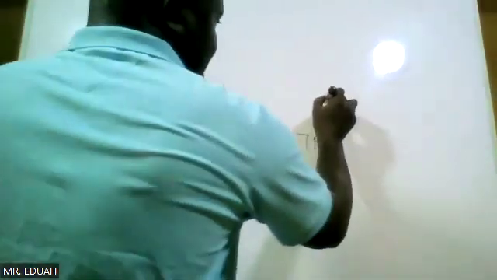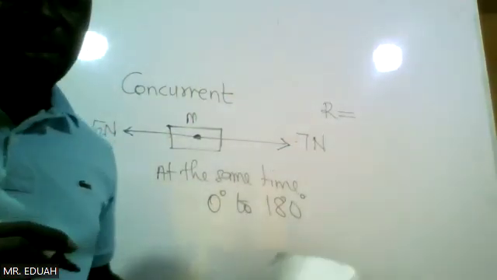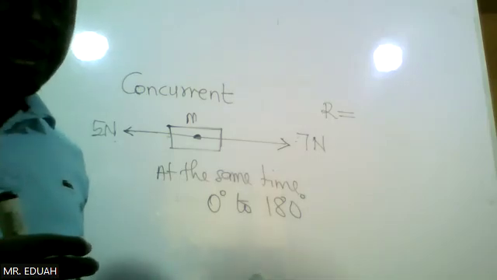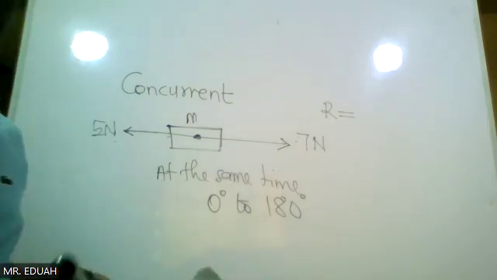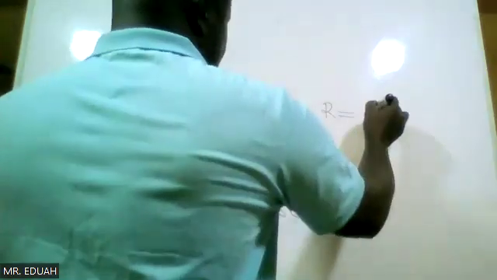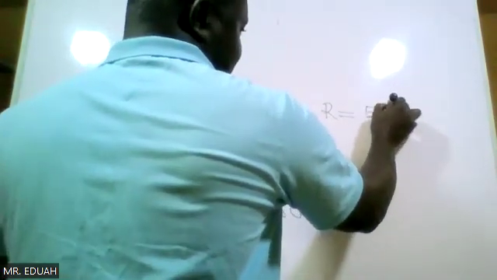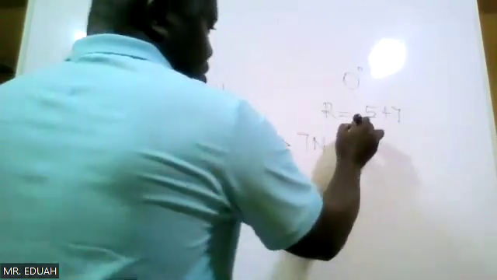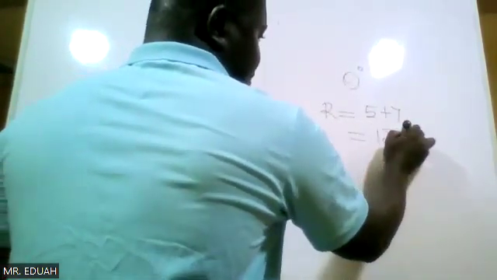So when they are parallel, the resultant is equal to what? F1 plus F2, a summation of all of them. So 5 plus 7. This is when the angle between them is 0. So we have a resultant of 12 Newton.